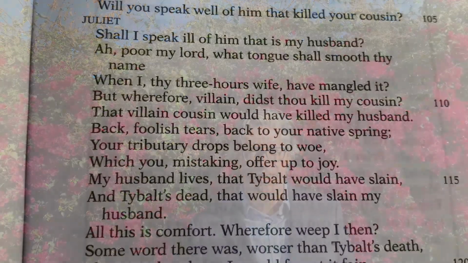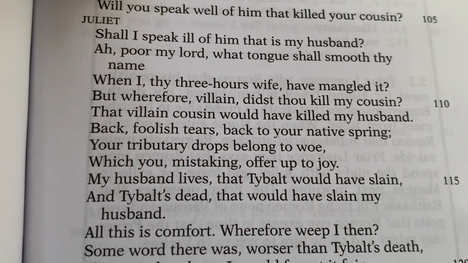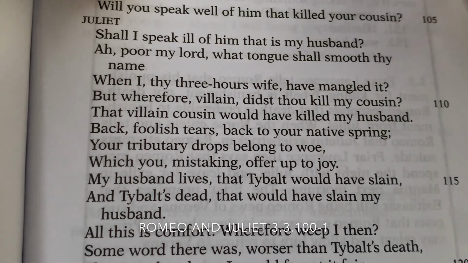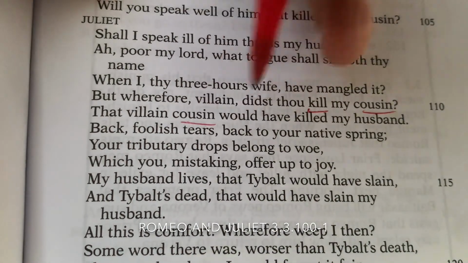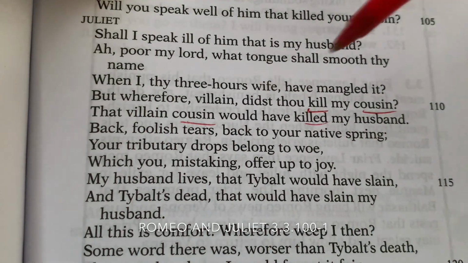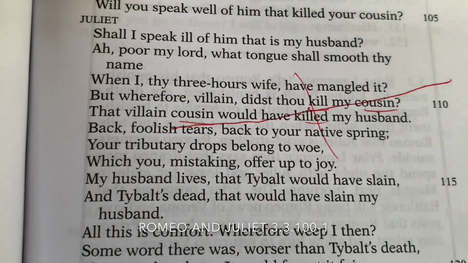Go to Puttenham's book. There is chiasmus, where repetitions create a kind of cross or X. It can happen across several lines. Remember, the figures can be loose and the figures can also use polyptoton. So in this case, but wherefore, villain, dost thou kill my cousin? That villain cousin that would have killed my husband. And you can see, if you do this right, it makes an X.